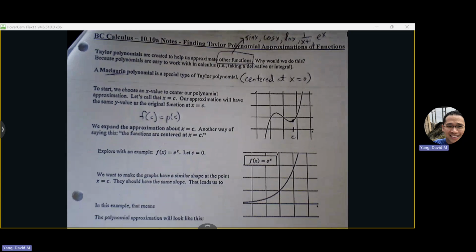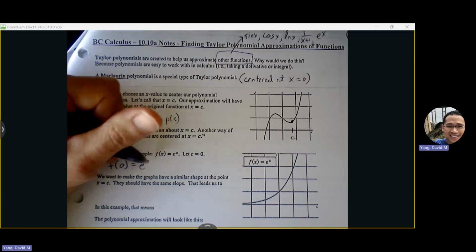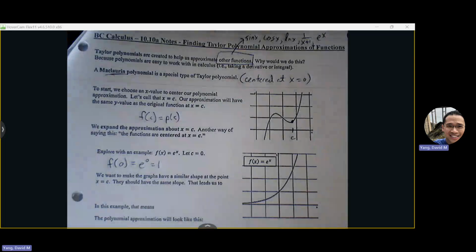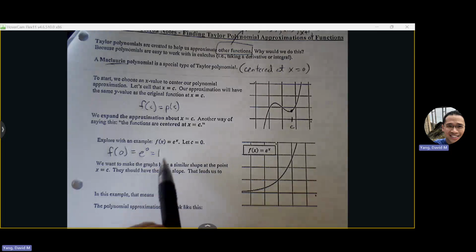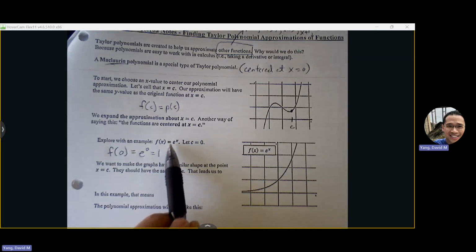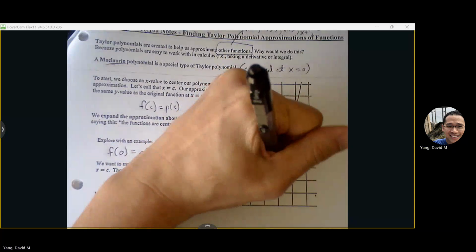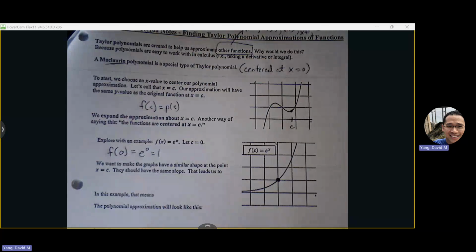So let's look at an example. Explore an example with f of x equals e to the x. Let c be equal to 0. So we know that f of 0 is equal to e to the 0, which is 1. If we want a polynomial to mimic this exponential function, it's got to at least share the same ordered pair at that point. So the ordered pair is (0, 1). We've got to have that information.